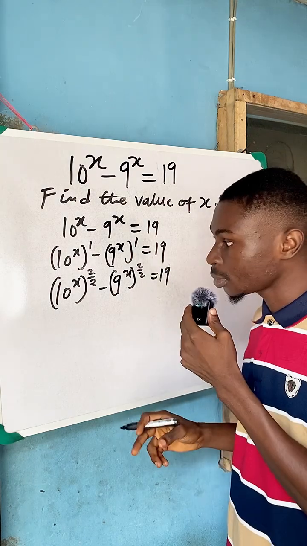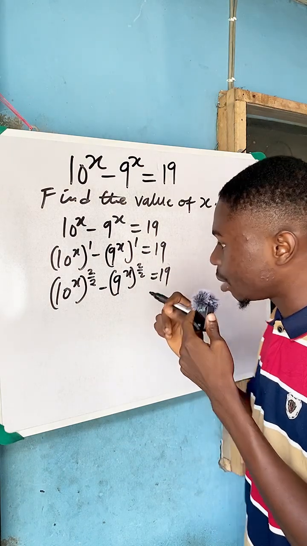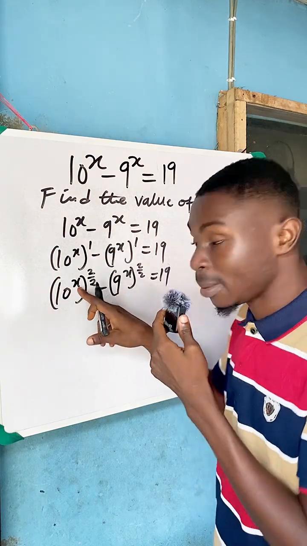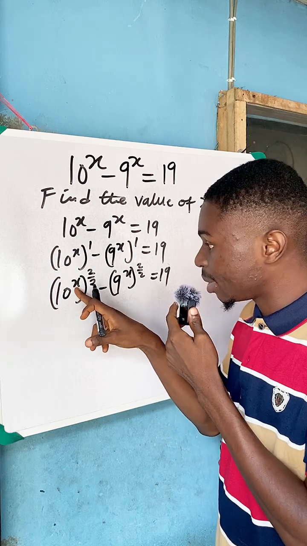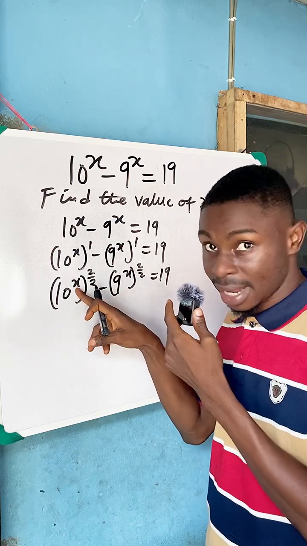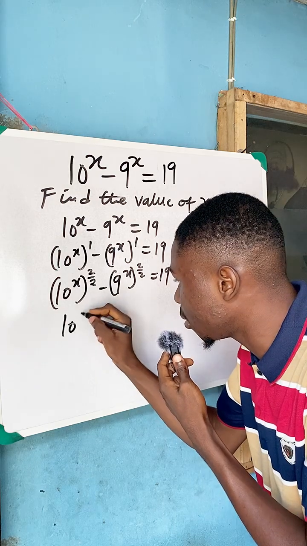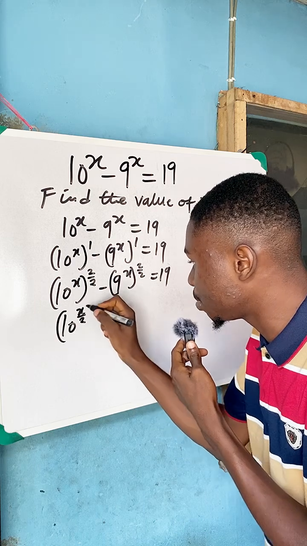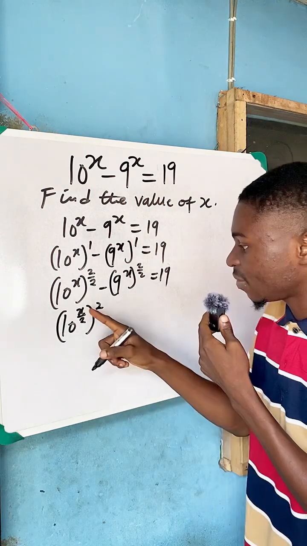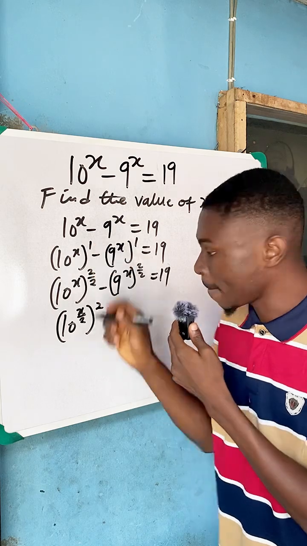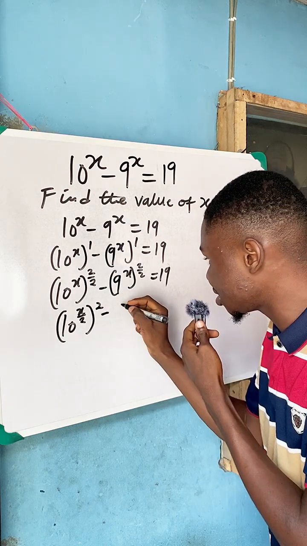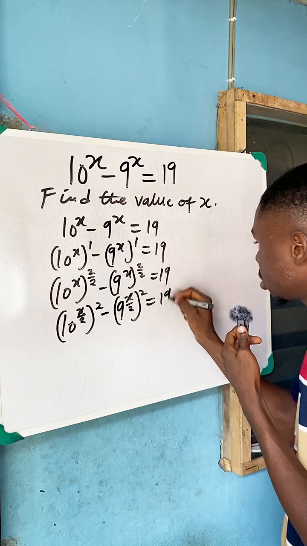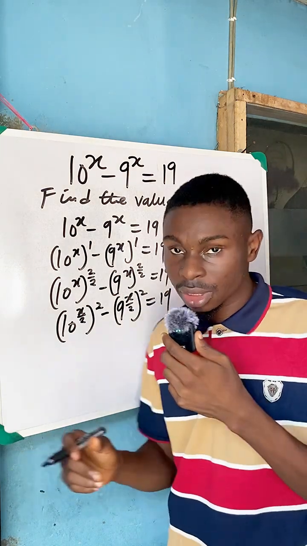Now, I can bring out 1 over 2 here and multiply by x, right? So this becomes 10 to the power of x. If you multiply x by 1 over 2, you're going to have x over 2 all to the power of 2. Right? Because 1 over 2 multiplied by 2 is 2 over 2, which is equal to 1. The same thing is applicable here. So this is 9 to the power of x over 2 all to the power of 2 is equal to 19. Now watch this out.